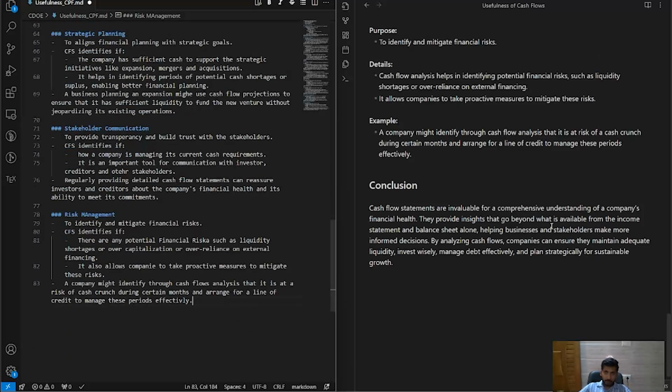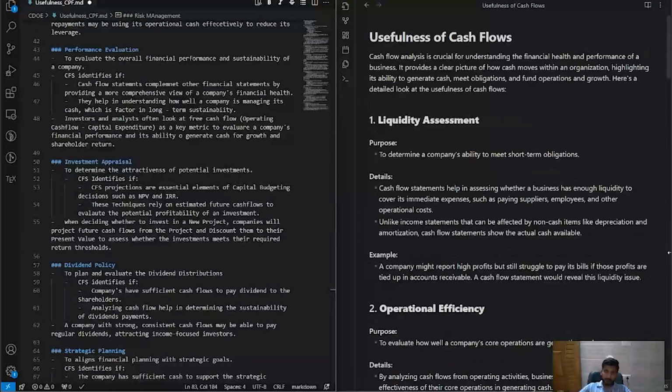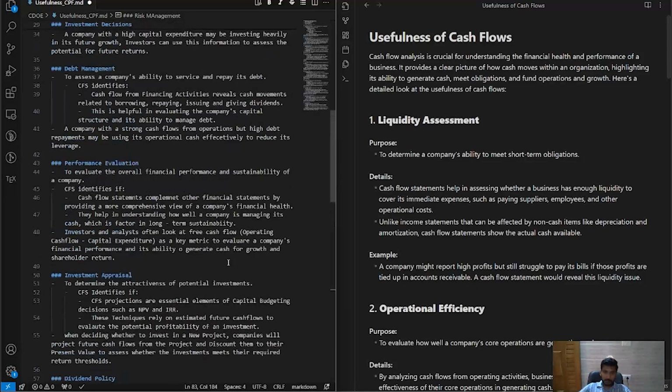So, if we conclude it, the cash flow statements are invaluable for comprehensive understanding of the company's financial health. They provide the insights that go beyond what is available from the income statement and the balance sheet alone, helping the businesses and the stakeholders make some informed decisions. By analyzing the cash flows, companies can ensure they maintain adequate liquidity, invest wisely, manage debt effectively, and plan strategically for the sustainable growth. This was all about the usefulness, or we should say, the importance of the cash flow statements in the financial world.